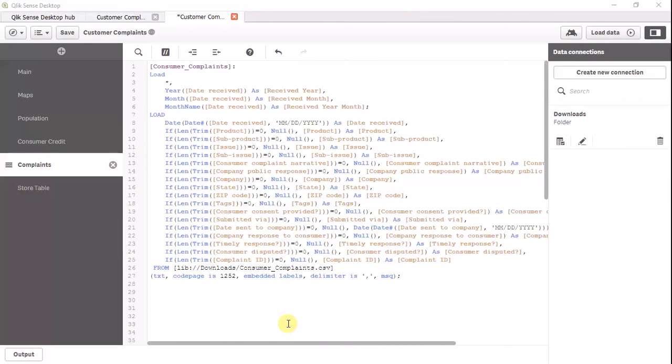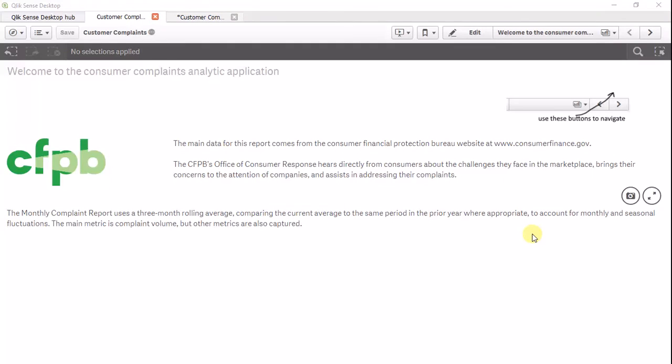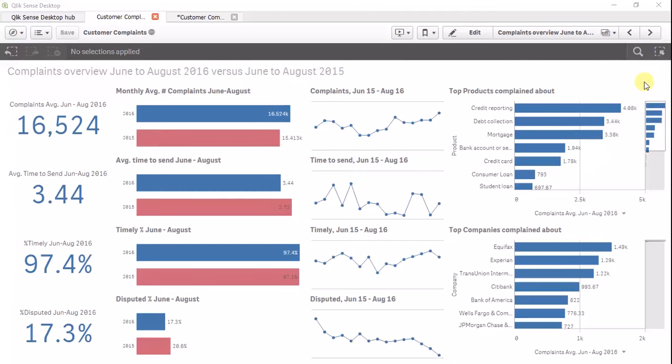The data was then loaded into Qlik Sense using Qlik's advanced ETL scripting language. A Qlik Sense application was built using Qlik's dashboard analysis and reports methodology. A dashboard was built showing the metrics for high-level users. So we can see the 4 main metrics: complaints, average time to send, percentage timely, and percentage disputed on the left-hand side, and beside those a bar chart showing how those current values compare with the same period last year.